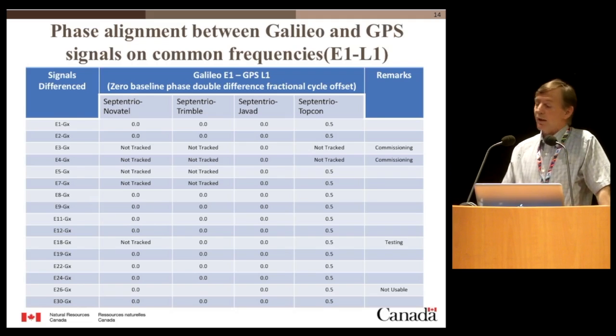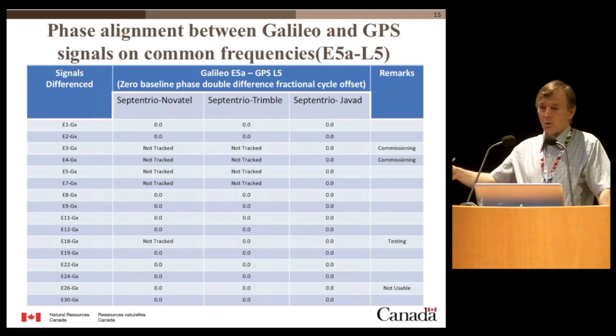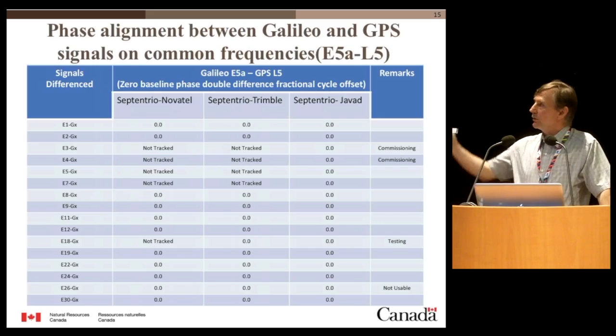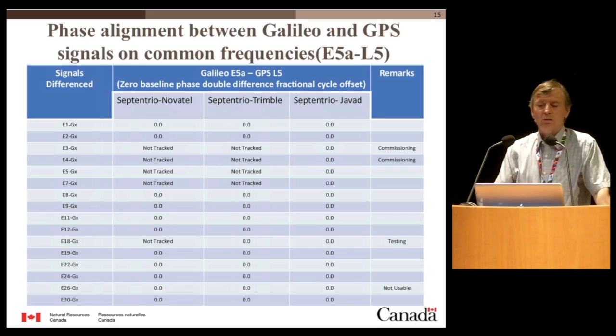And then we did the same thing. So that was L1, E1. And what we have here is E5A, L5. The sharp-eyed person will see that we're missing the Topcon. We had a problem with the Topcon, so we removed it. Otherwise, all the other receivers provide aligned data.